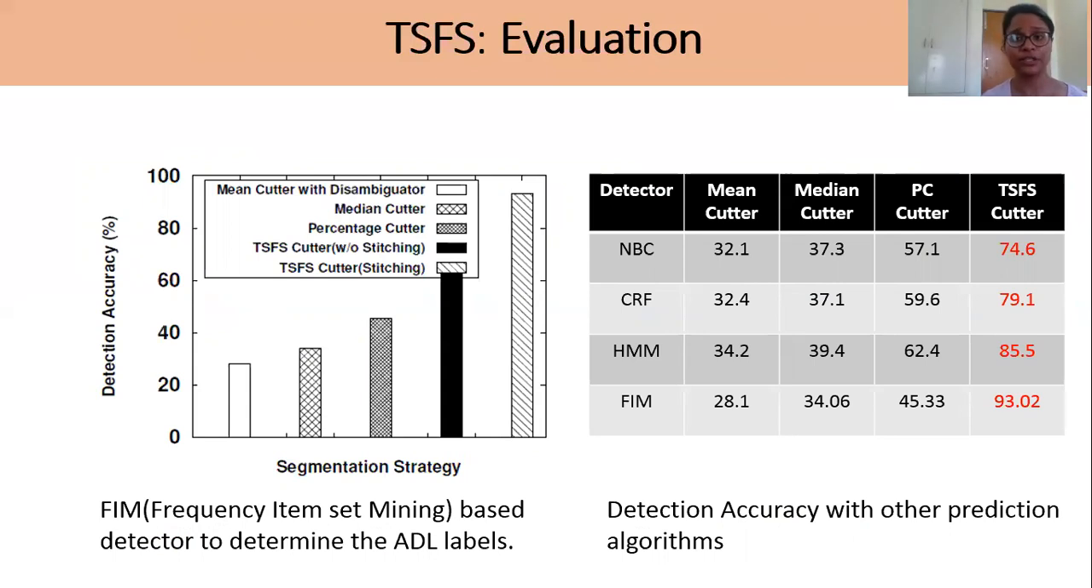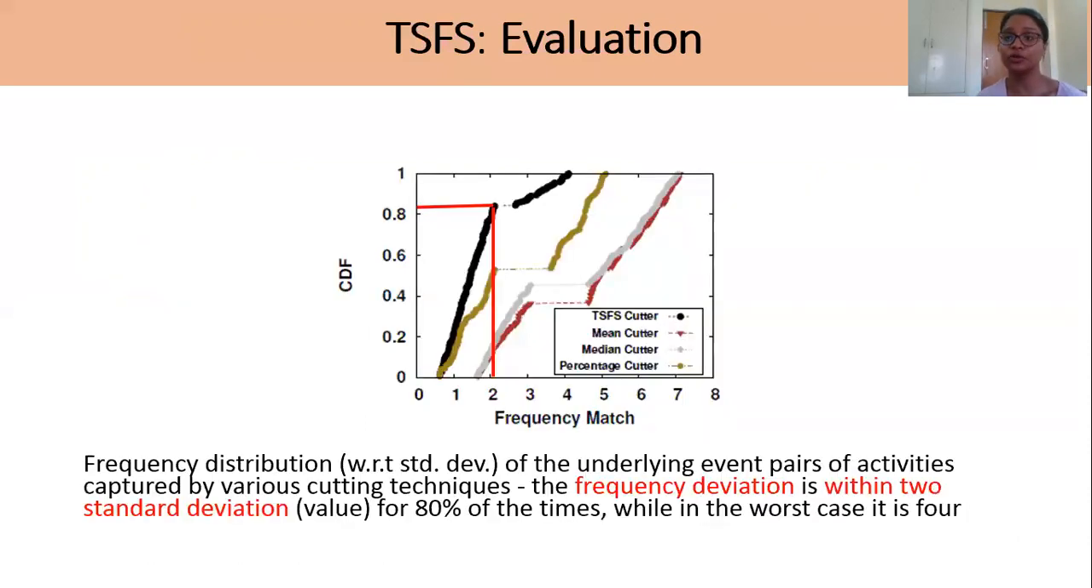And next we talk about how much we are able to preserve the events in a segment. So even though the activity detection accuracy is increasing, are we able to preserve the event characteristics? As you can see here, the black line is for TSFS, and this graph says that the frequency deviation is within 2 standard deviations for 80% of the time. So we are really able to preserve the underlying event pairs in one segment. So this is a very important result.